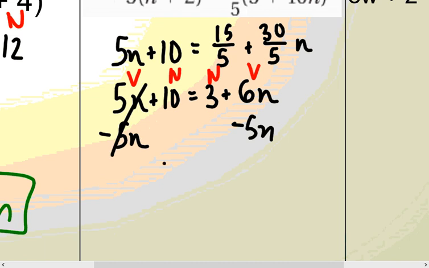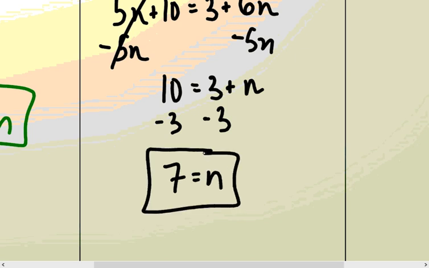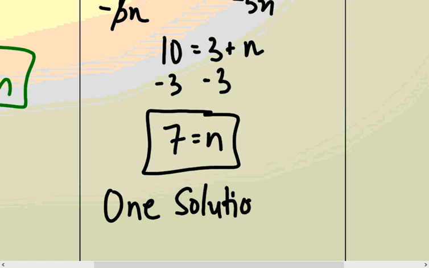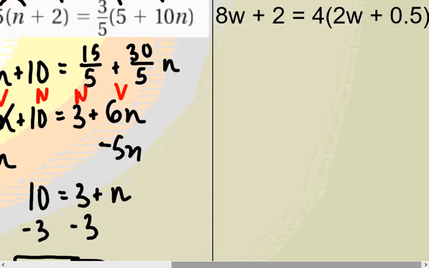I will then end up with 10 equals 3 plus 6 minus 5 is 1n. We just put n. Now I need my numbers on the same side, so I subtract 3. I get 7, and 7 equals n. So this is the standard case that we run into. When the variable doesn't disappear, we end up with one solution. That's the more typical case. I would say this one probably happens like 95% of the time. You get one solution.